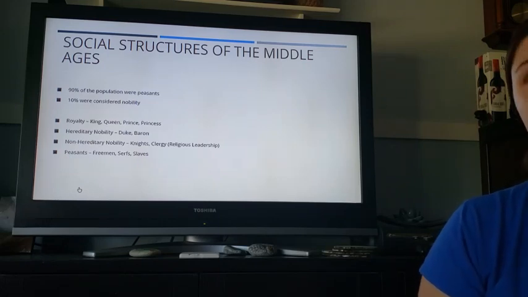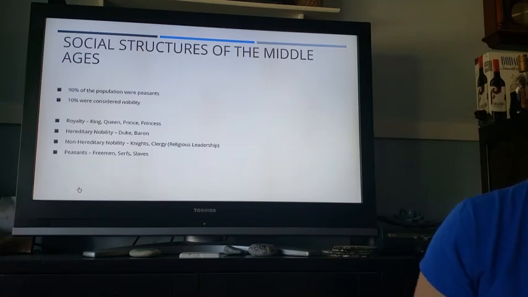So some of the hereditary nobles were dukes, and their main responsibility of a duke was to be the ruler of a province. A duke was also the direct superior of a court. The duke was the highest ranking in the nobility, and the female equivalent of a duke was a duchess.